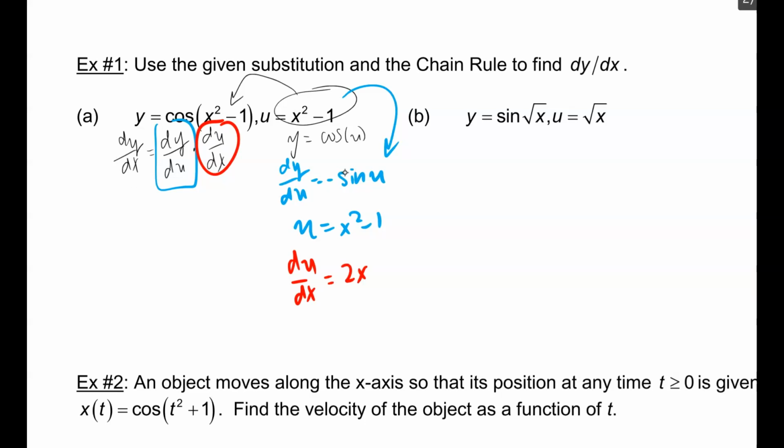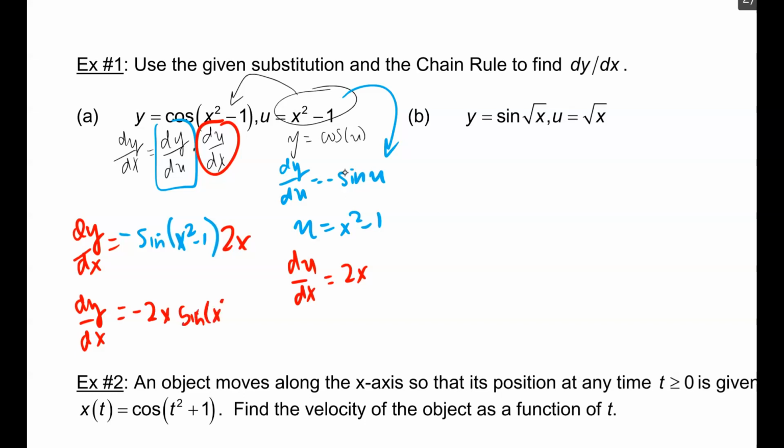So plug all that in. We know dy/du is negative sine of u. Well, u is x squared minus 1. And then times du/dx, so that's times 2x. So this is what dy/dx is equal to. But I would rather write it in a different way. I'd rather write the negative 2x, that coefficient out front, and then sine of x squared minus 1. Okay, we'll try the next one.